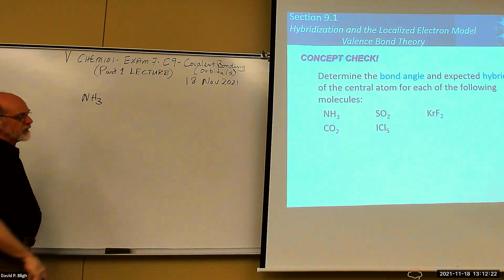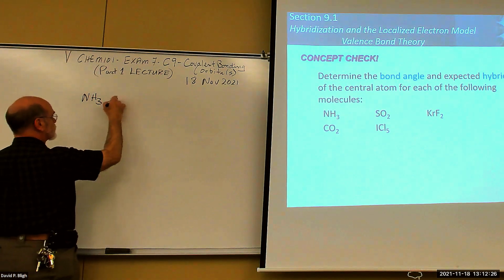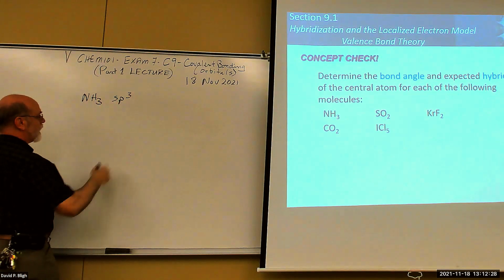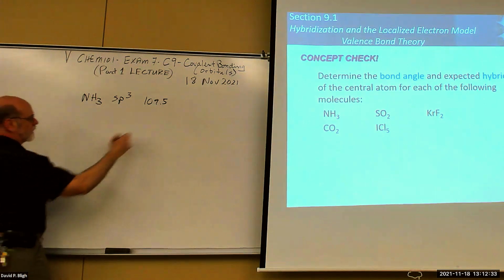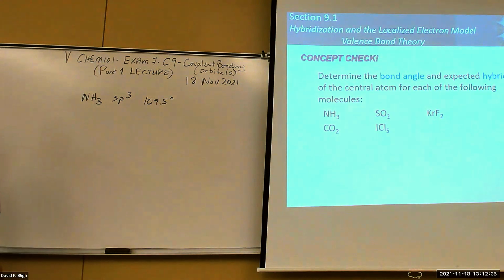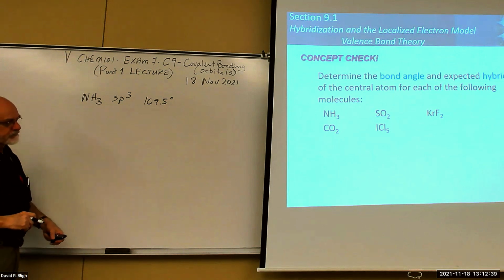NH3, ammonia. Bond angles and hybridization. Right, we know this one is sp3. And the bond angles should be 109.5. Well, nominally. We know they're a little less than that because of the lone pair.